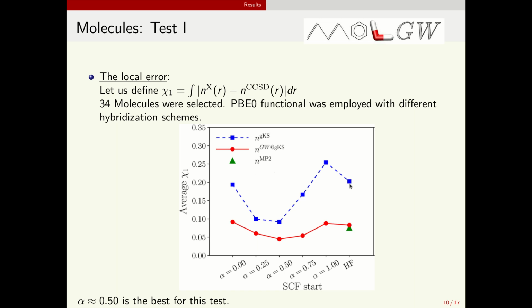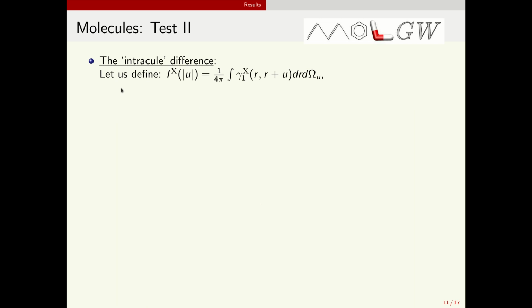Moreover, if we apply our GW approximation on top of Hartree-Fock, the results obtained are comparable to those of MP2. The best value for the hybridization was found to be around 0.5 for this test. And now let's test the non-locality.